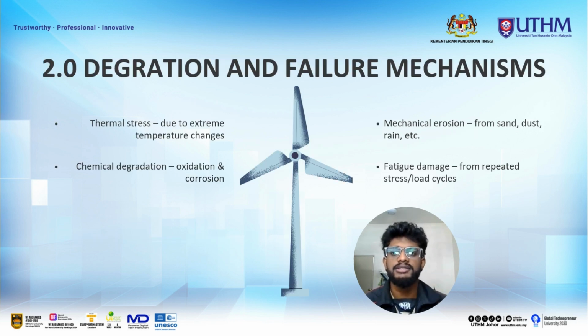Next is degradation and failure mechanisms. These are the 4 main types of blade degradation that we must understand. First is mechanical erosion, which comes from particles like sand or rain hitting the surface. Secondly is fatigue, caused by millions of repeated stress cycles. The third one is chemical erosion, degradation by oxidation and corrosion. And finally, thermal stress from temperature changes can cause the coating or the blade material itself to crack.